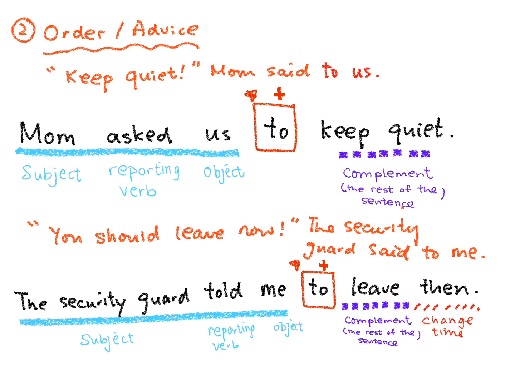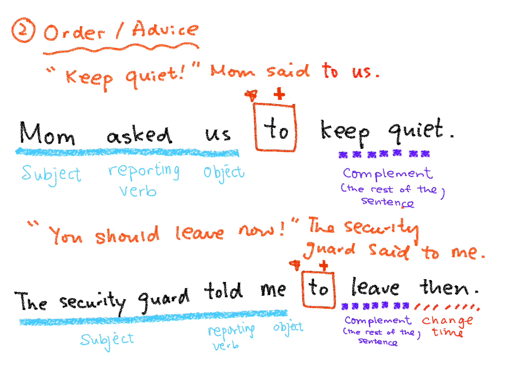Okay, let's take a look at order and advice now. So how we change order and advice into indirect speech? It's a little bit different from reporting statement because for order or advice, we normally ask somebody to do something. So take a look at this example. Keep quiet, Mom said to us. Of course, we keep the subject and reporting verb, or if you have the object, we keep them first. So like, Mom asked us.